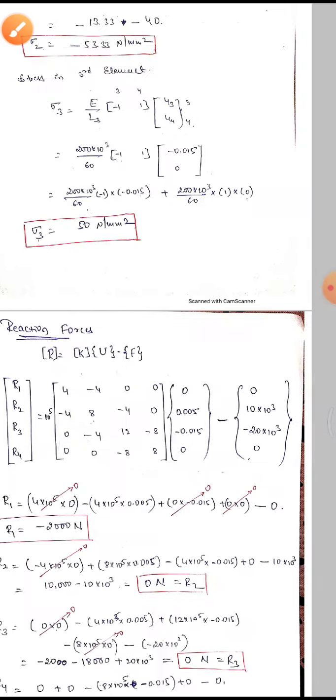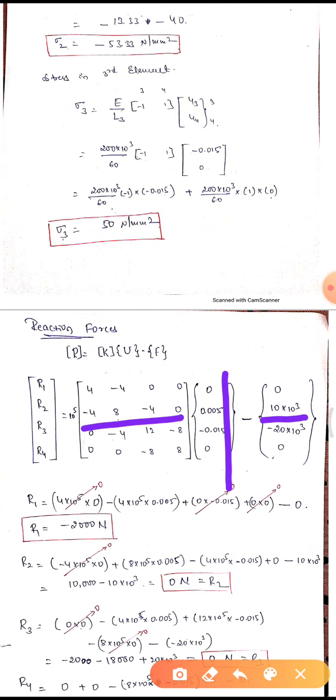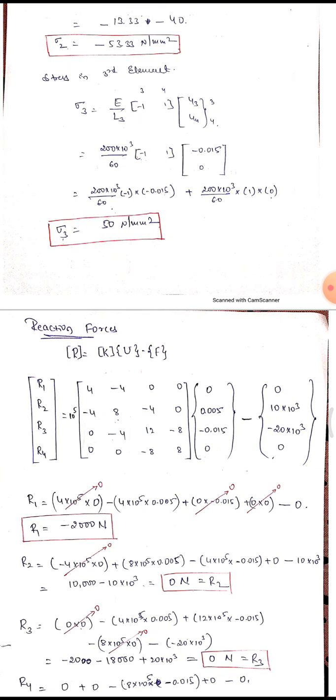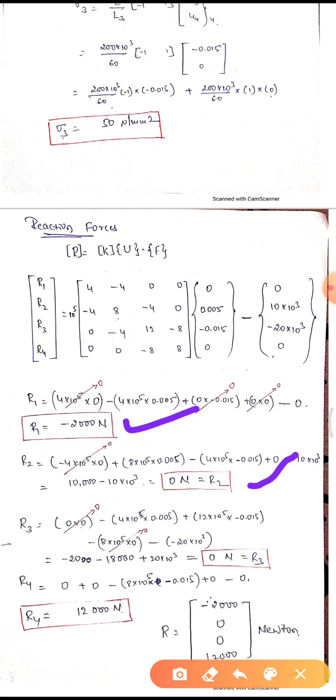So how to multiply this? First row, first column, minus this one, that is 0. Next, second row, first column, minus 10 into 10 raised to 3. Third row, first column, minus 20 into 10 raised to 3. Fourth row, first column, minus 0. Once you substitute all these things, you will get R1 as minus 2000 newtons, R2 as 0 newtons, R3 as 0 newtons, and R4 as 12,000 newtons.